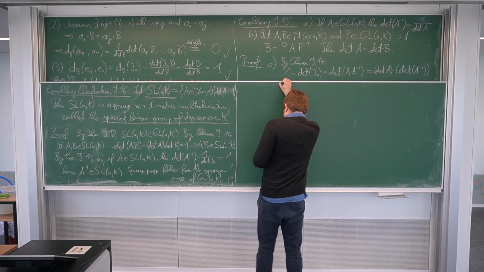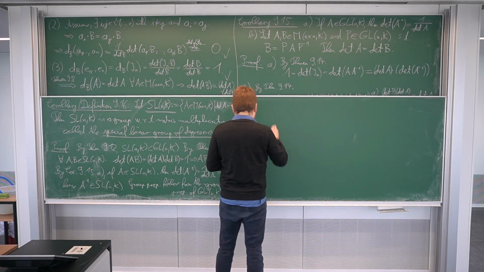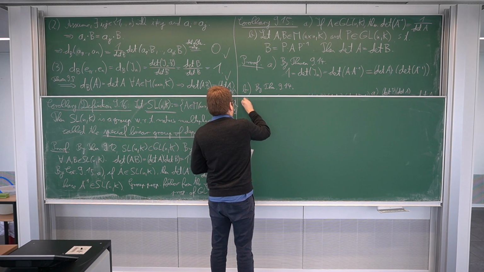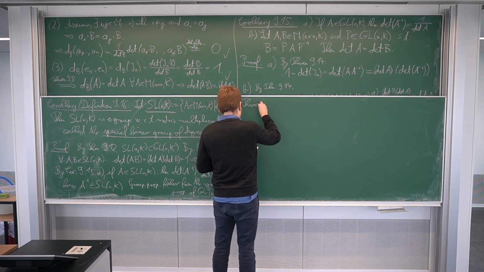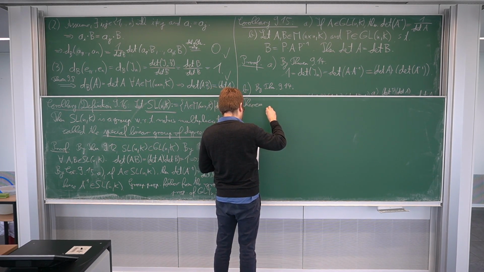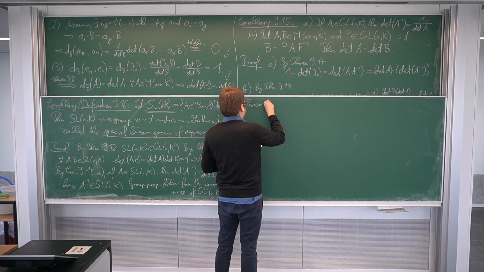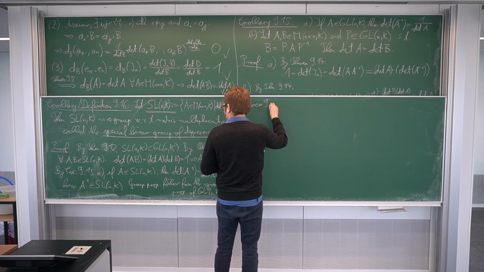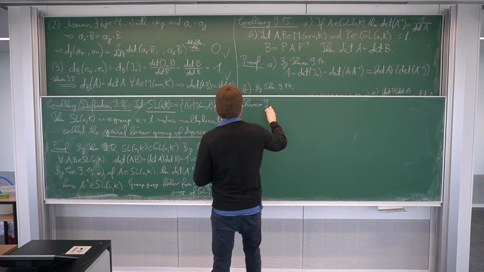Okay, now another interesting property of determinants of matrices is how they behave with respect to transposes of matrices. Sorry. This is now theorem 917.